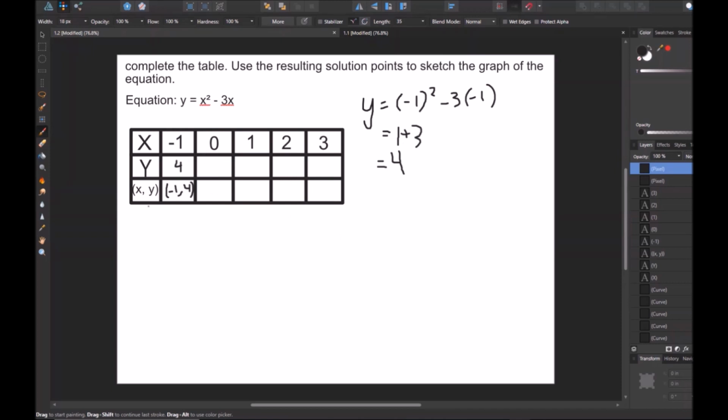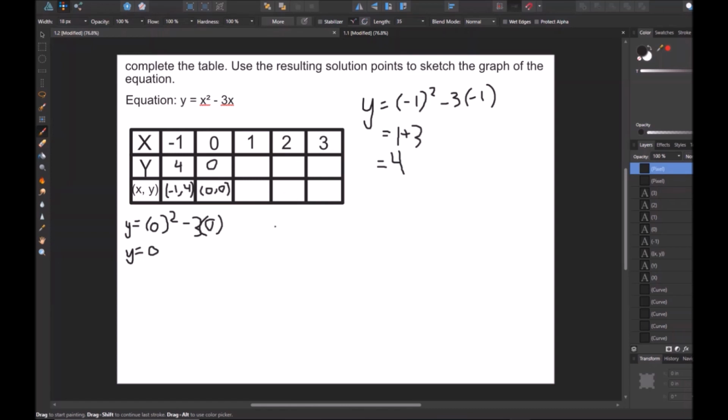And then for 0, we're going to do the same thing. y equals 0 squared minus 3 times 0. Well, 0 squared is just 0, and 3 times 0 is 0, and 0 minus 0 is still 0, so y equals 0. So our ordered pair is going to be (0, 0) for that one.